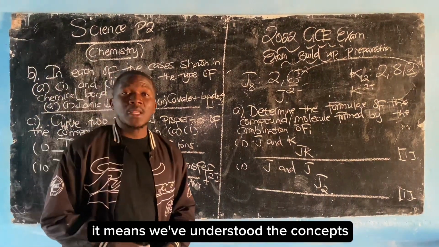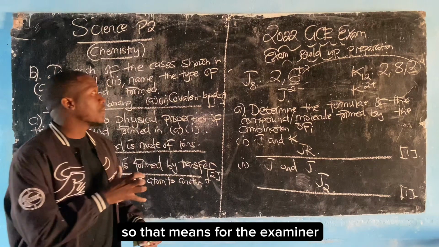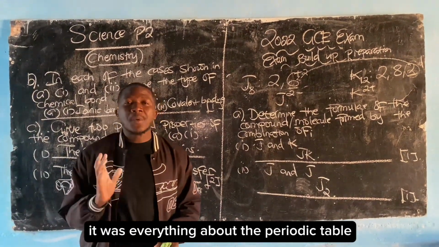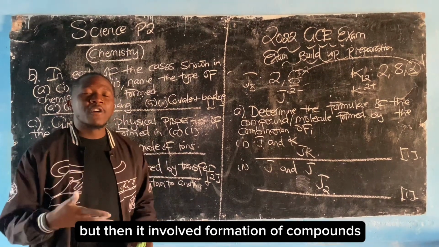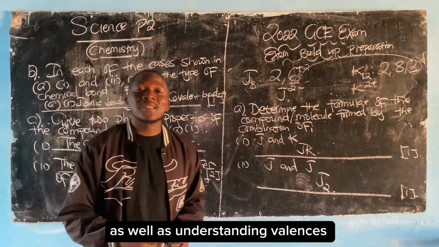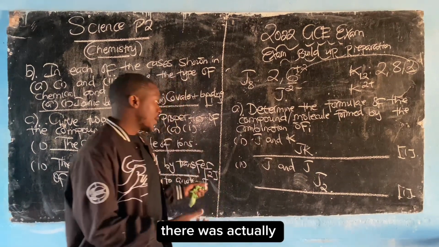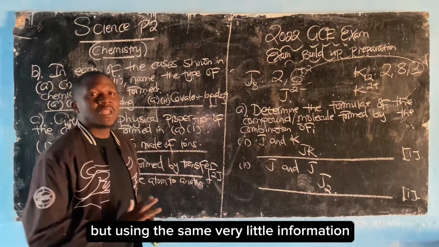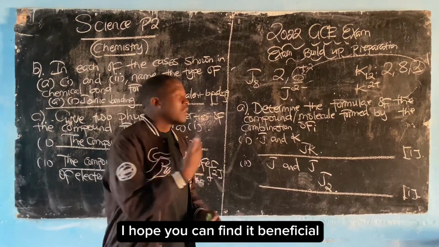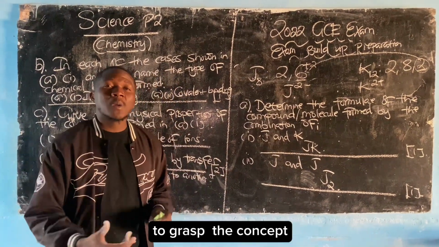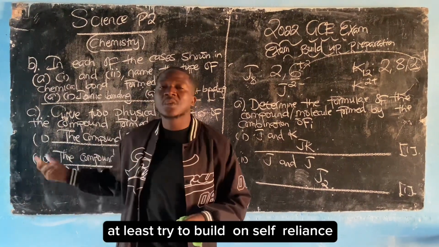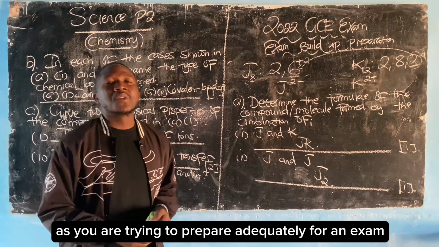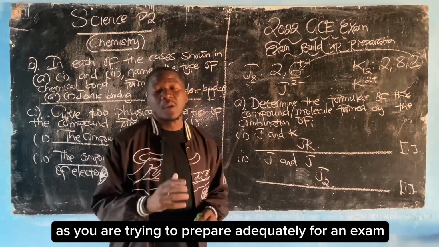By doing so, it means we've understood the concepts. So for the examiner to set a question in this way, it was everything about the periodic table, but then it involved formation of compounds as well as understanding valencies. There was actually no question about asking a group, but using the same very little information that I laid in the first place, I hope you can find it beneficial to grasp the concept, and at the end, at least try to build on self-reliance and self-dependence as you prepare adequately for an exam.